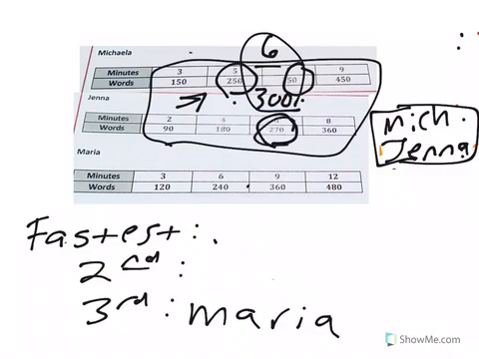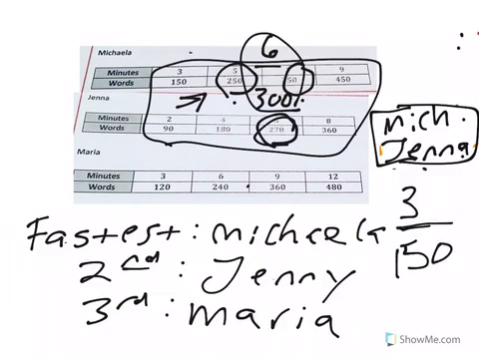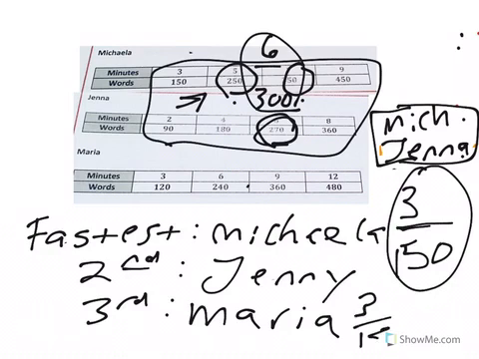Jenna would only type 270. So I know that Michaela would come in first, Jenna would come in second, and Maria would come in third. Those are just some different ways to look at that data. Again, what I recommend doing is finding the ratio, putting that into fraction form, and then finding out what is the value. So then you know, oh, okay, Michaela types 50 words per minute, and you can compare there.